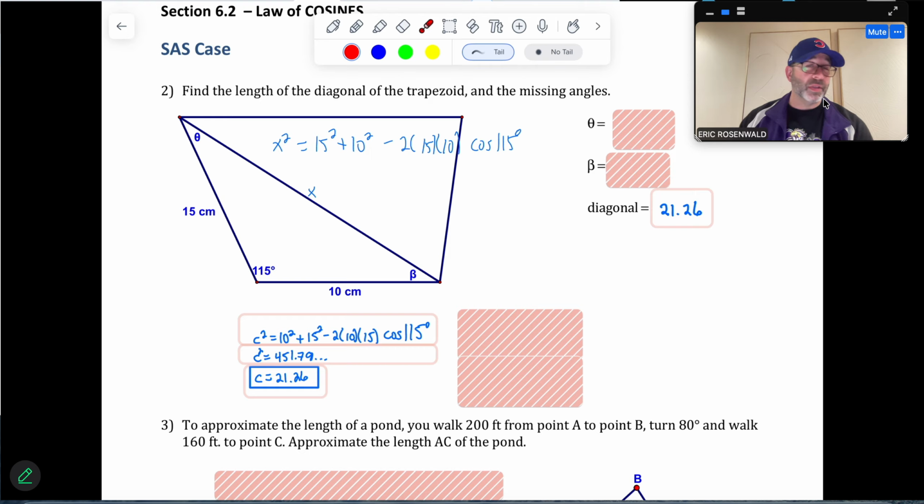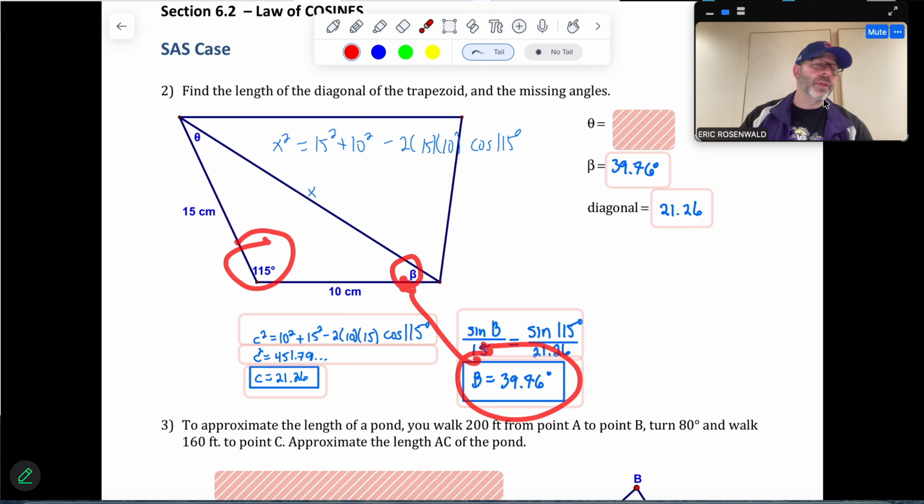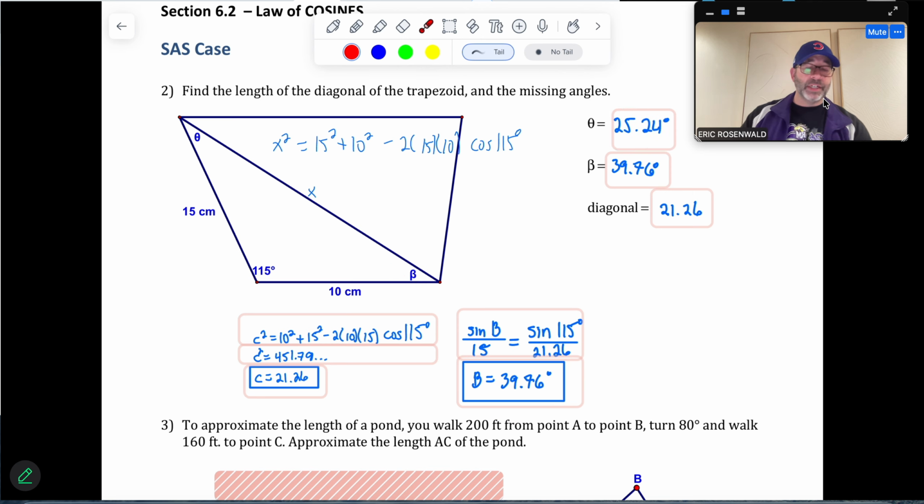The angles, we can use the law of sines, we can use the law of cosines, totally up to you. I went ahead and used the law of sines in this case, just to experiment with it. I got 39.76 for my b. And now that I know two of my angles, 115 and 39.76, that's the beta right here, okay? I know that in a triangle there's 180 degrees. So I do 180 minus those and I get my last one, which is 25.24, okay?